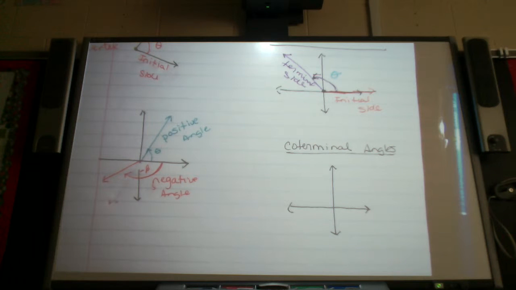Do we have co-captains of the football team, the volleyball team? So what's that mean? They're the same. So if we have coterminal angles, what's going to be the same here? The terminal side. All right. So how does that happen?